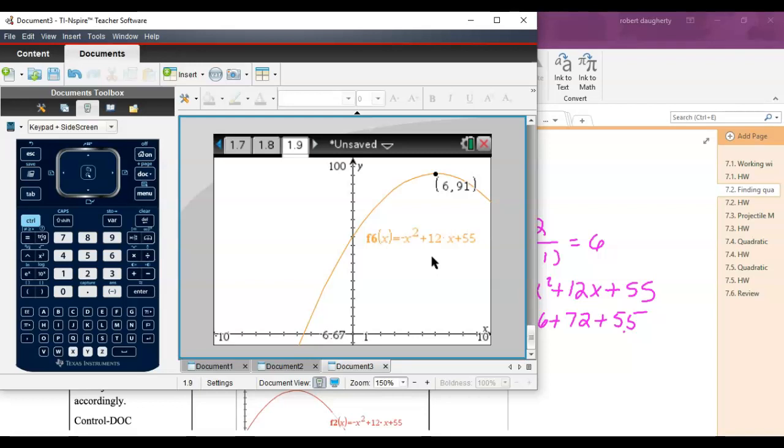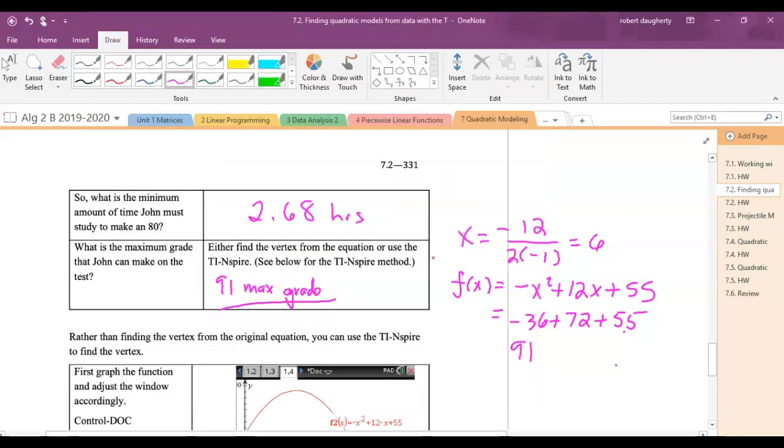So keep in mind the difference is the two questions I could ask. What amount of time must this guy study to make his best grade? 6 hours. What is the best grade he can make? 91. Those are both ways of saying, go find the vertex and answer a question I'm about to ask about the vertex.